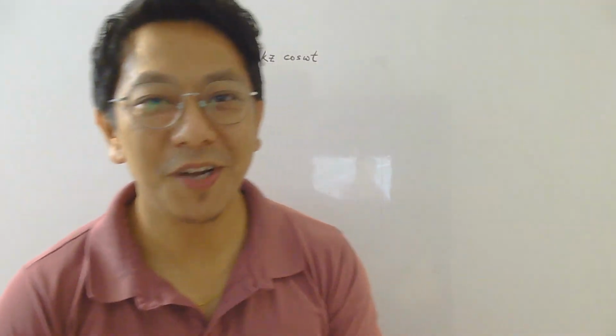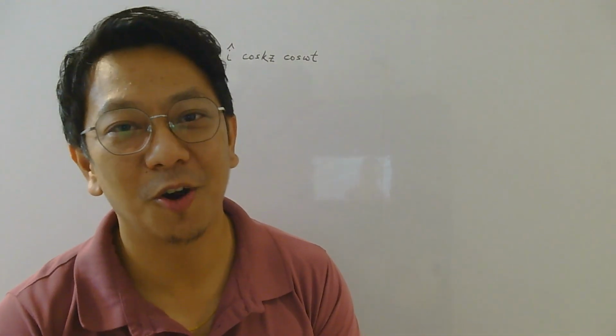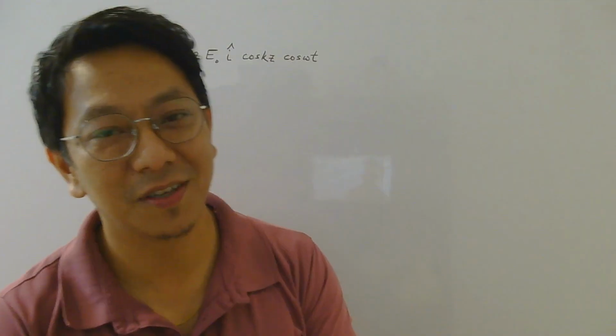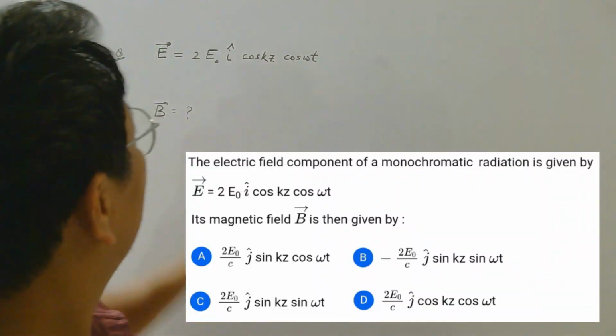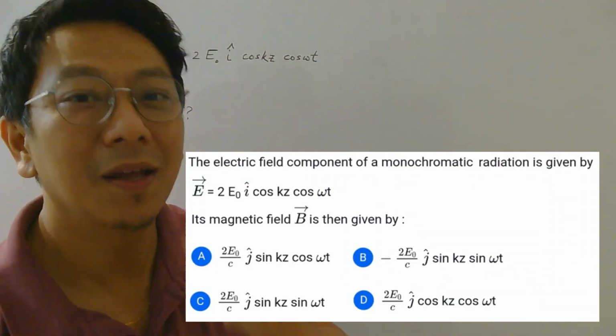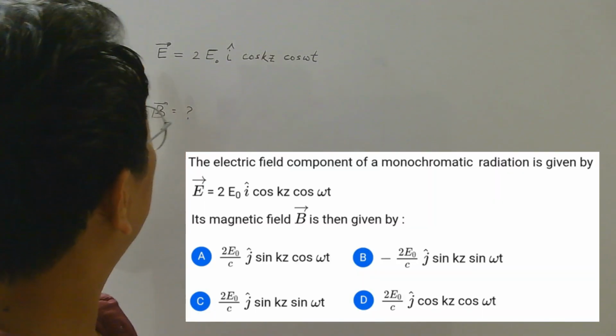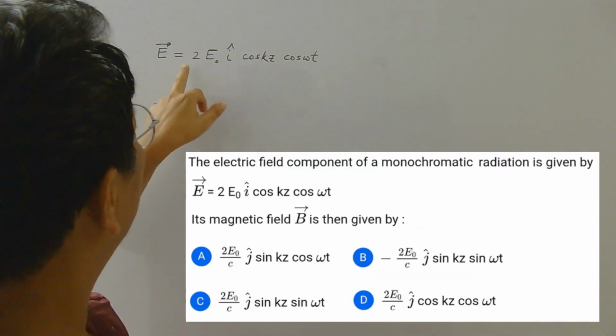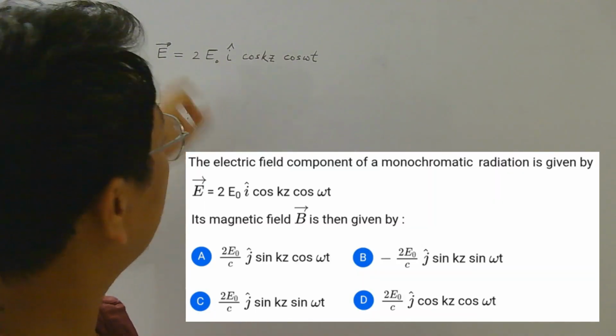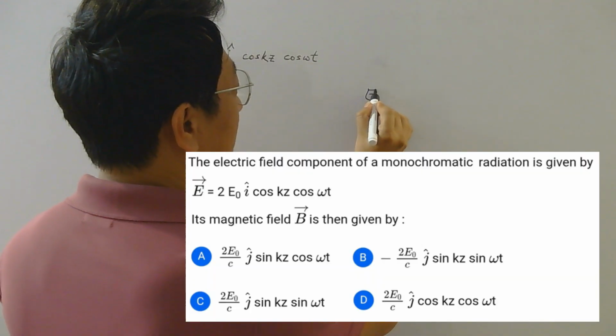Hi everyone, today I have brought a question from the topic of EM waves. So the question says, the electric field in an electromagnetic wave is given by this equation, 2 E naught I cap. I cap here means electric field is along x-axis, isn't it?